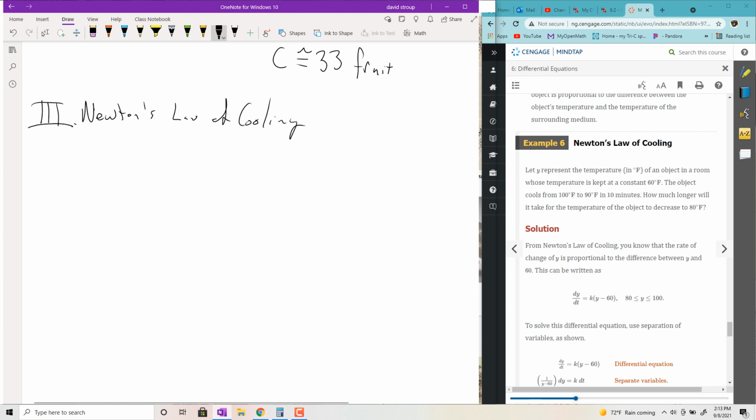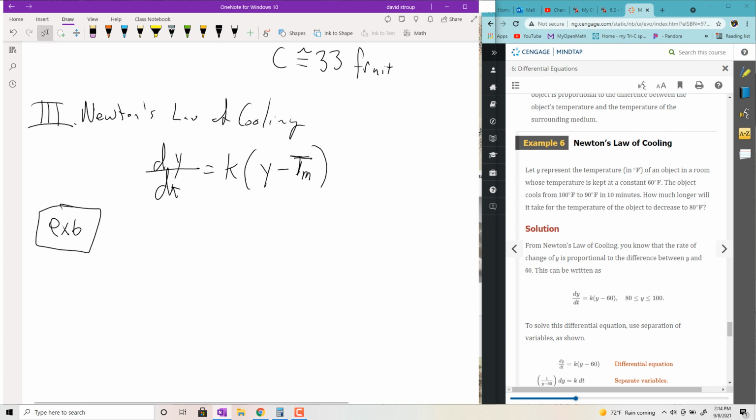Newton's law of cooling basically says that the rate of change of the temperature, so we'll say y is temperature, of the pizza is proportional to the difference between the temperature of the pizza and the temperature of the room. So we'll just say T sub R or something. Usually they say T sub M for the medium, the surrounding medium. Okay. So if it's really cool, the rate of change of the pizza will be very high. And if the room is kind of hot, the rate of change of pizza won't be so drastic. Okay. Let's look at example 6.